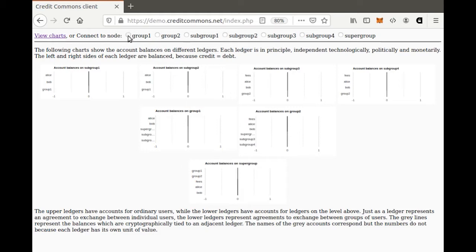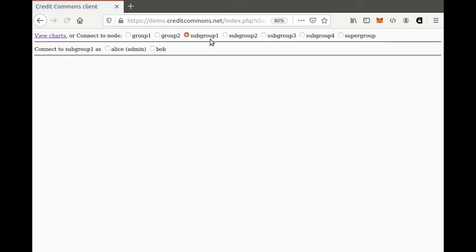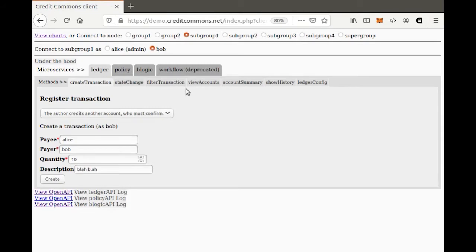The demo site that you're looking at is renewed every hour, so hopefully there won't be too much traffic. If you come to it, you'll see it clean like this with no transactions on it. So I'm going to connect to subgroup 1, that's this one, and I'm going to do so as Bob because Alice is the admin. I want to show you around this screen a little bit.